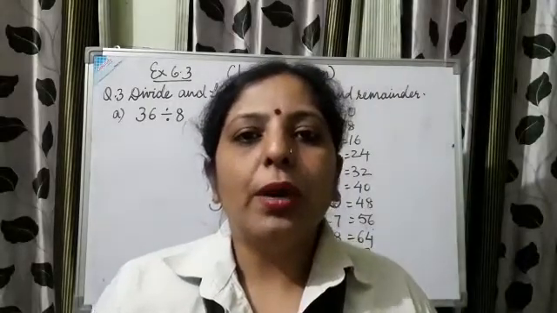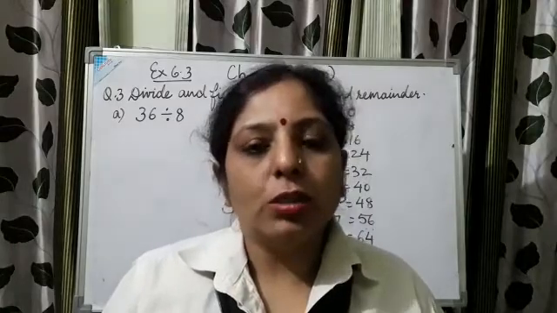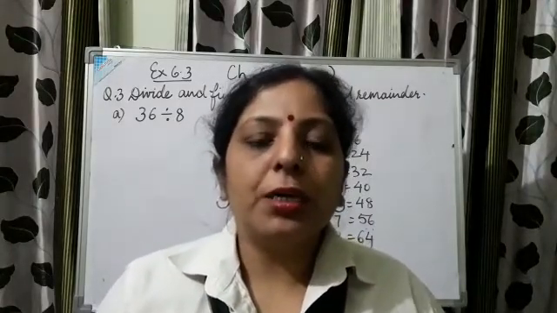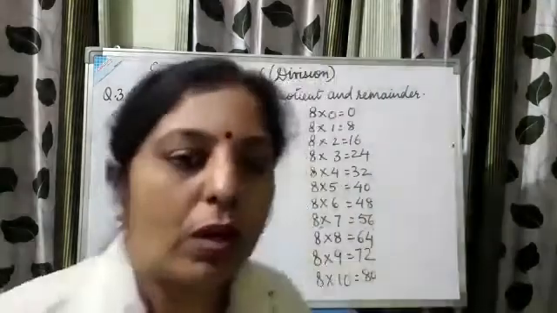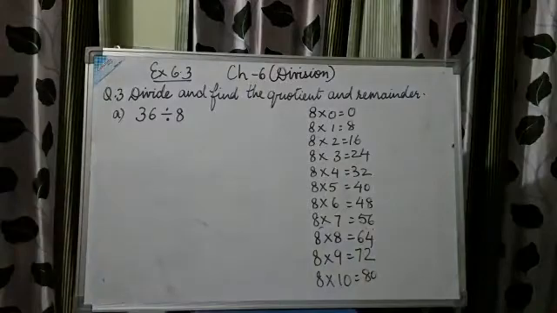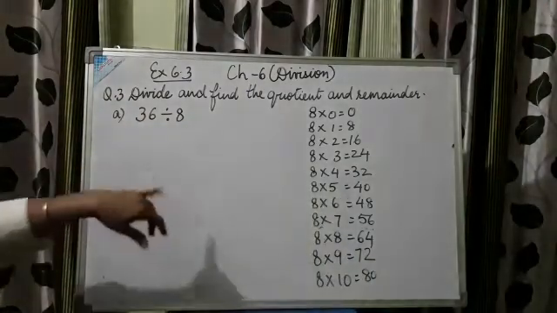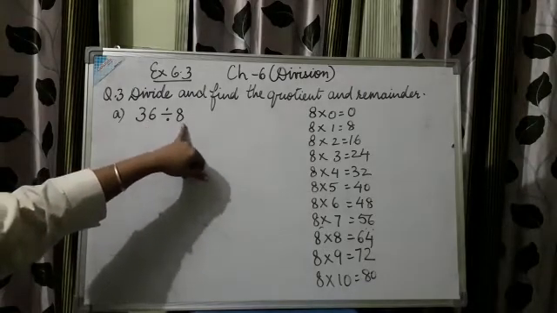We are going to continue exercise 6.3, question number 3, which is also long division but a little bit longer than the sum which we did in question number 1. So let's see how we are going to do long division now. Question 3 says divide and find the quotient and remainder. Students, here the dividend is 36 and the divisor is 8.